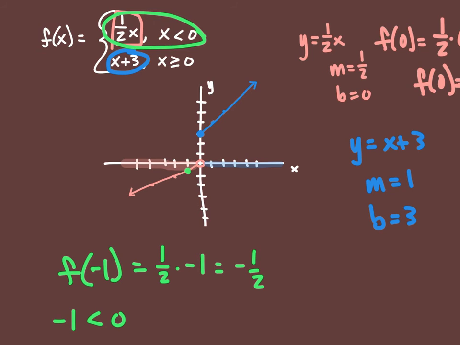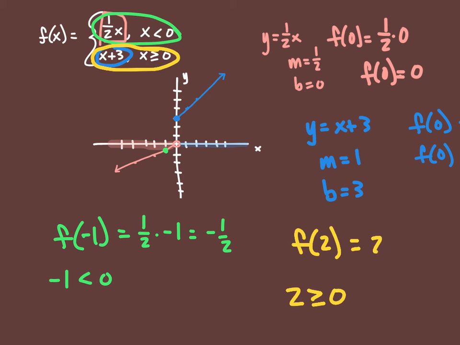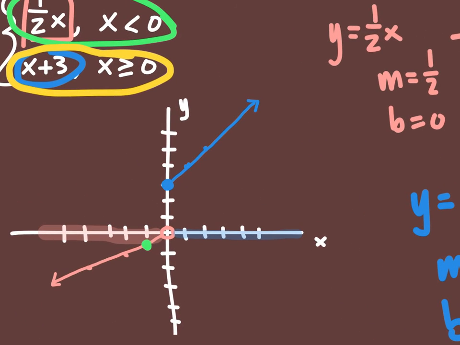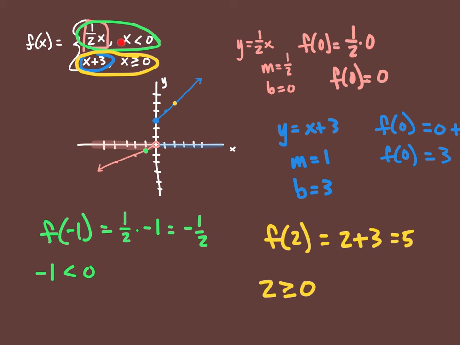If I wanted to see what the value is at x equals 2, if I wanted to find f of 2, I have to think about the fact that 2 is greater than or equal to 0. It fits in that domain, so I'm going to use this bottom function and plug 2 into that. So I've got 2 plus 3, which gives us 5. So the point on the graph is the point (2, 5) here. And that's the idea of piecewise functions: parts of functions put into one is how I explain that.